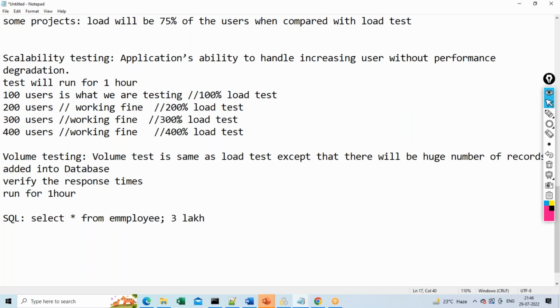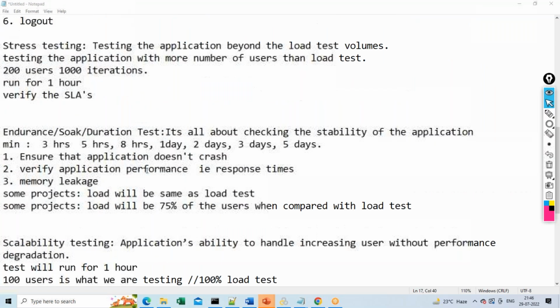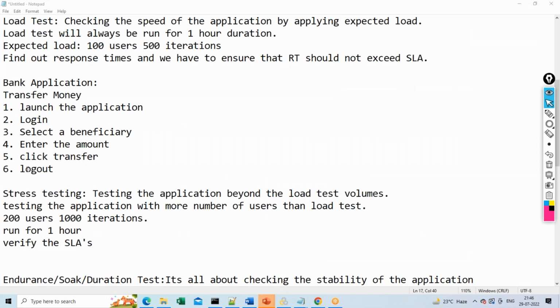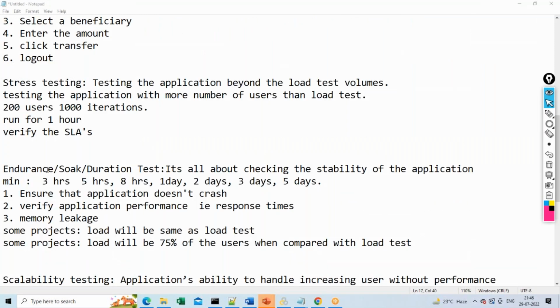What is a stress test? What is a scalability test? What is the endurance test? Going forward, we will again discuss in practicals. These tests like load testing, endurance testing, stress testing, scalability testing, we will create scenarios in Controller and we will run. We will do it practically also.